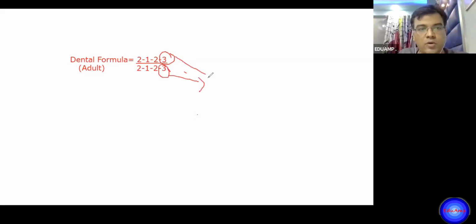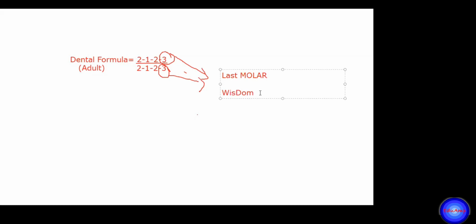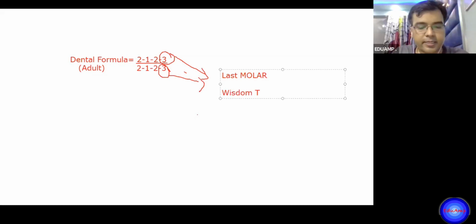This last molar is called as, लिखो इसको. This is the last molar and this is called as wisdom tooth. मुझे एक चीज बताओ, wisdom का मतलब क्या होता है? It is related with intelligence and knowledge, isn't it? Yes, sir. So in reality, this tooth, is it responsible for wisdom? No, not at all. But why does the layman call it wisdom tooth?